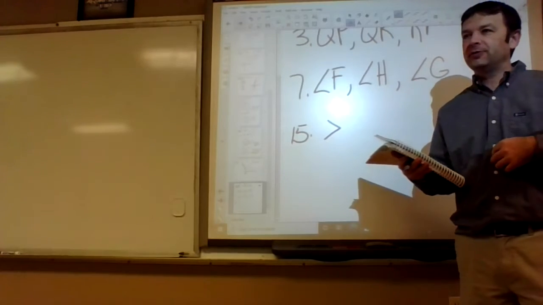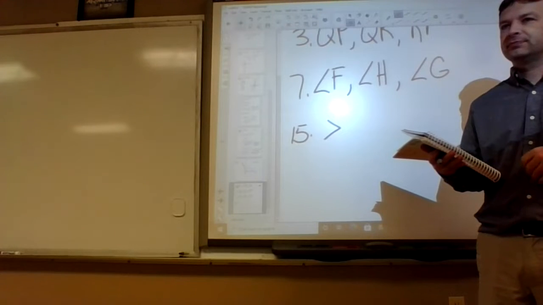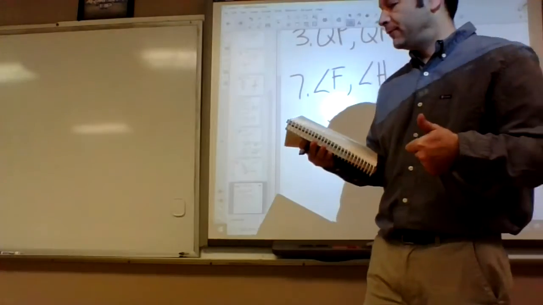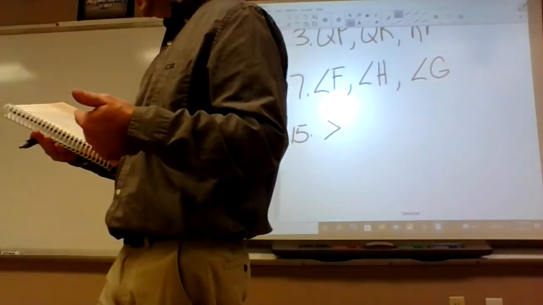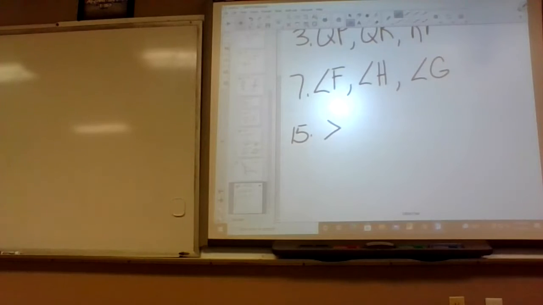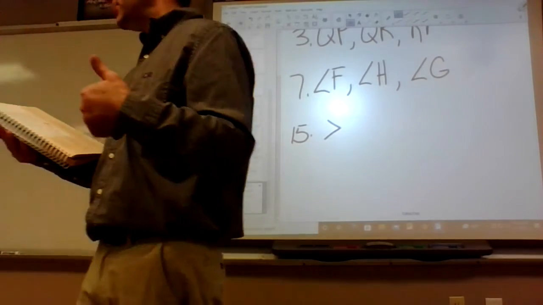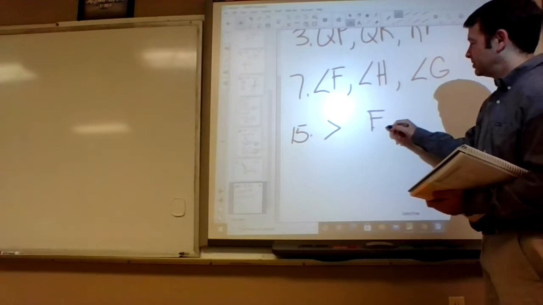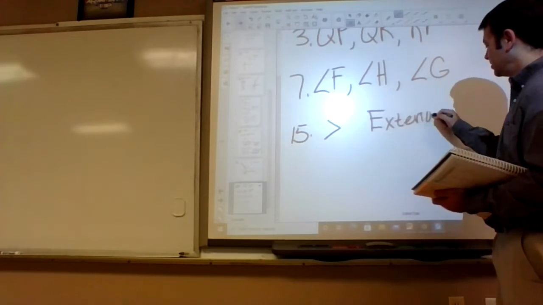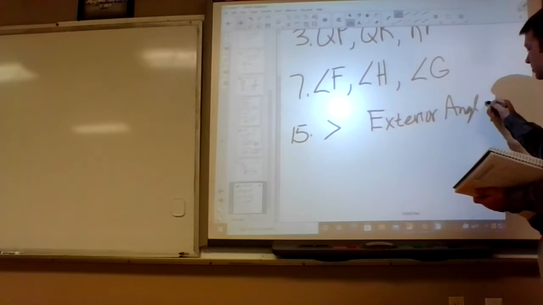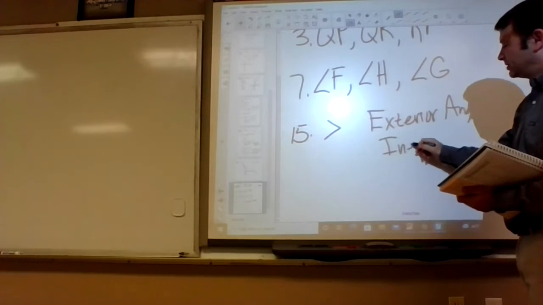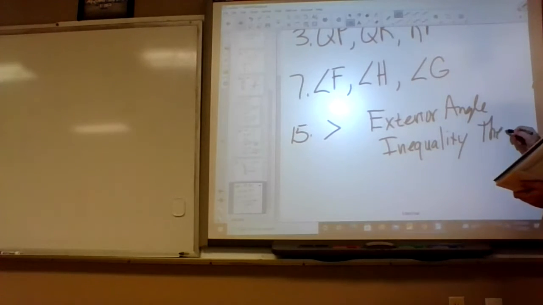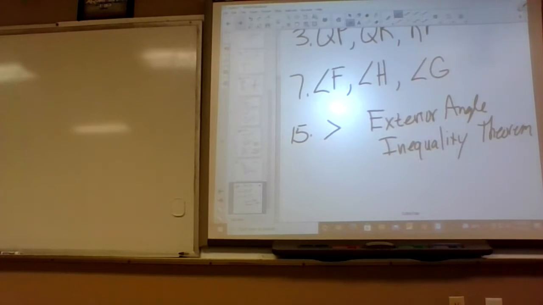What kind of angle is angle 4? It's an exterior angle to triangle BAD, right? An exterior angle has to be bigger than the two remote angles that would add up to it. So that's why we know angle 4 is bigger than angle 2. So what's the theorem called? Exterior angle inequality. Lots of big words. What a mouthful.